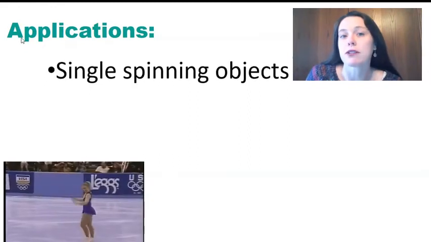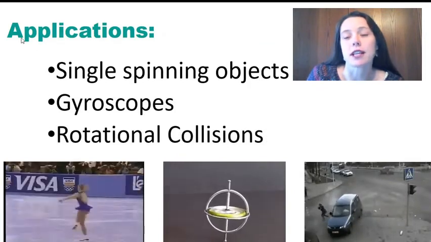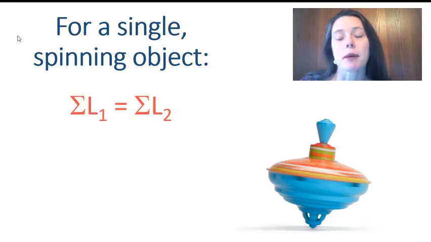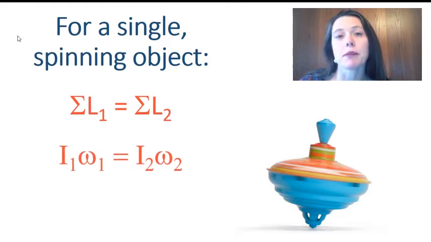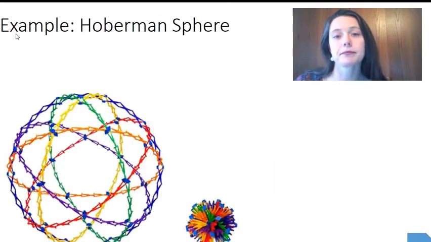We will talk about three different applications of this idea. We will talk about single spinning objects, gyroscopes, and collisions that cause rotation. When we consider a single spinning object, what we mean by the conservation of angular momentum is that the object's inertia multiplied by its rotational velocity will be the same at every point in time. This becomes interesting because an object's inertia depends on its dimensions.